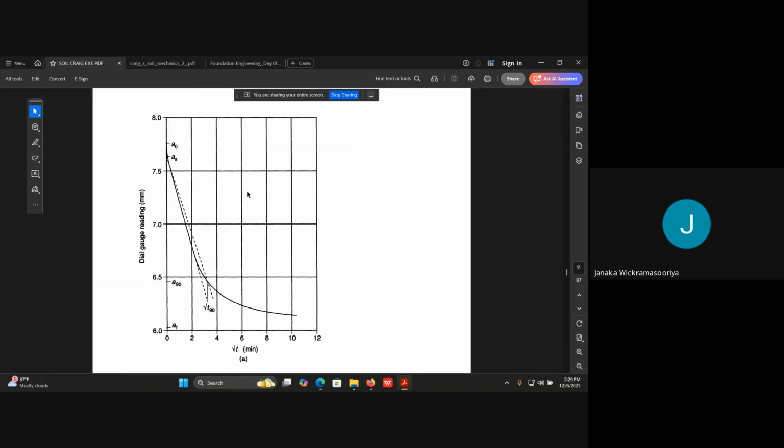So could you please plot it? I will give you just 4 or 5 minutes. Even though you have graphs, you don't have graph sheets now, you can just draw it. Otherwise, in the exam, you will not be able to do it.